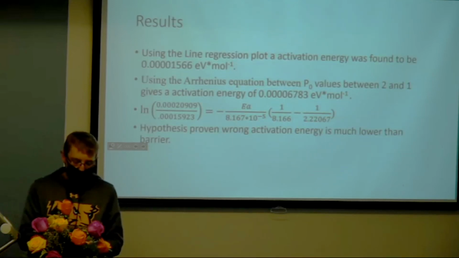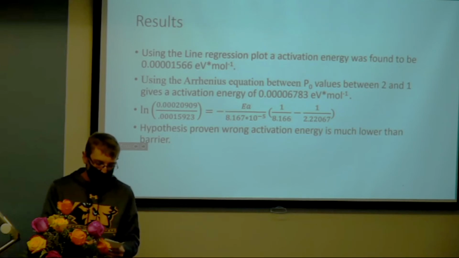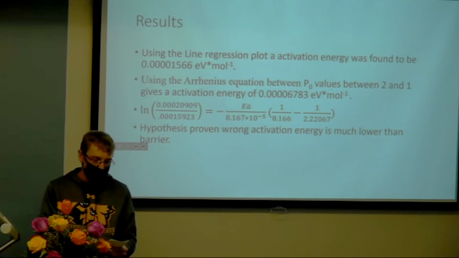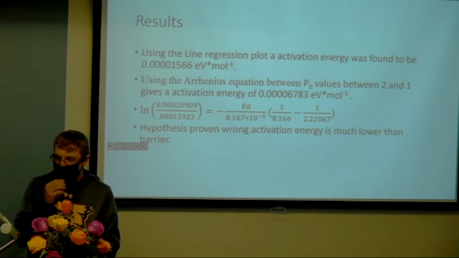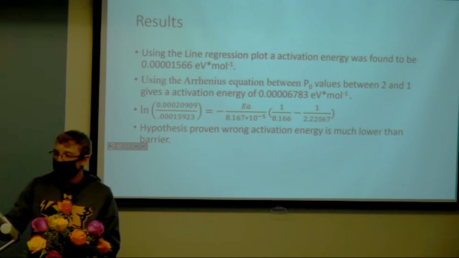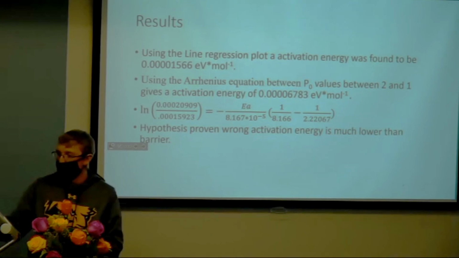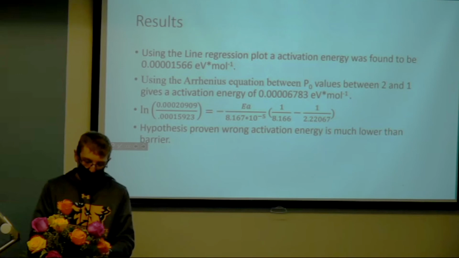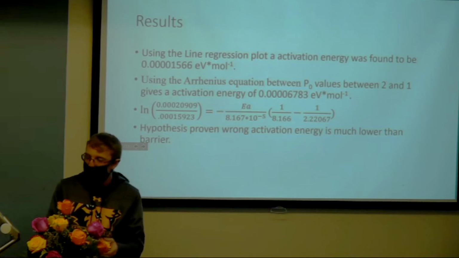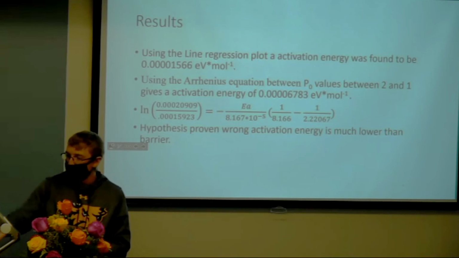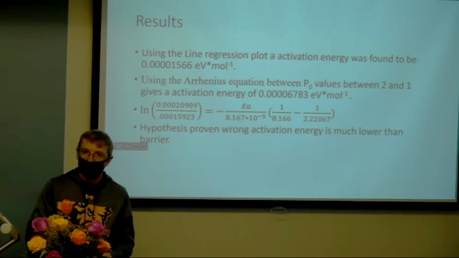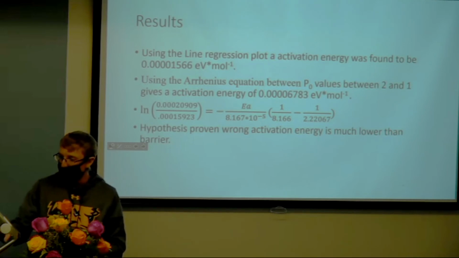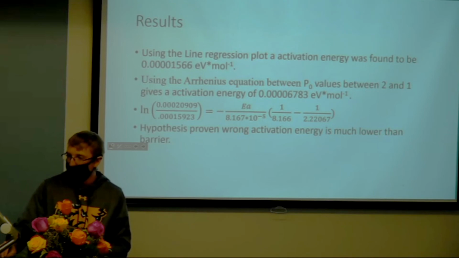And with the line regression plot, I got a value of 1.566 times 10 to the negative 5 electron volts per mole using the line regression model. And just using the Arrhenius equation, plugging in a P naught value of 2 and 1, I got a value of 6.783 times 10 to the negative 5 electron volts per mole. And you can see that equation here. So this proved my hypothesis wrong, that the activation energy does not have to overcome the barrier, and it can be much, much lower than the barrier.